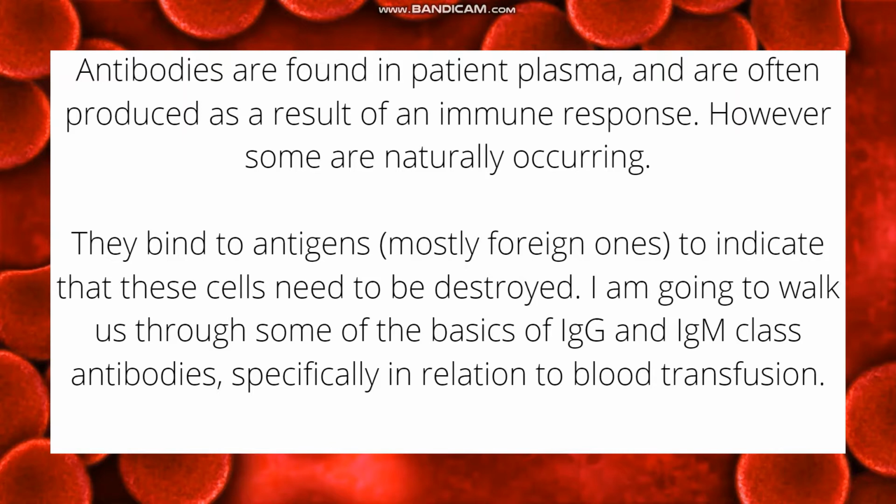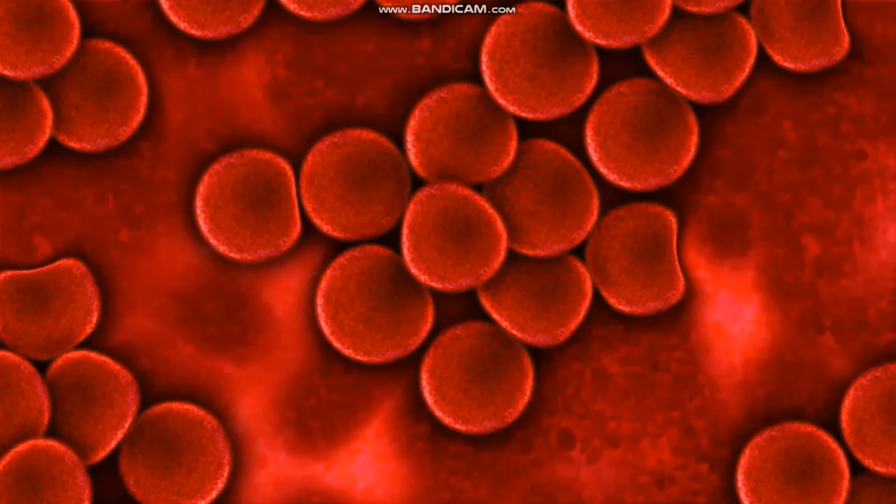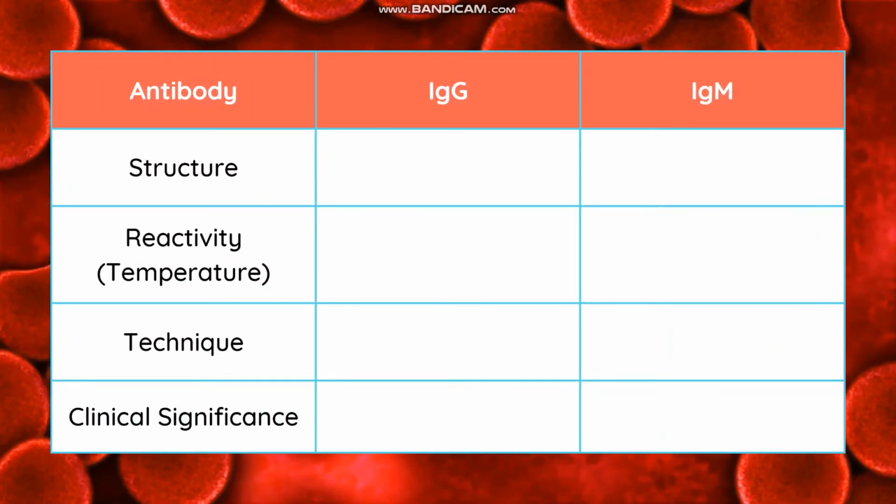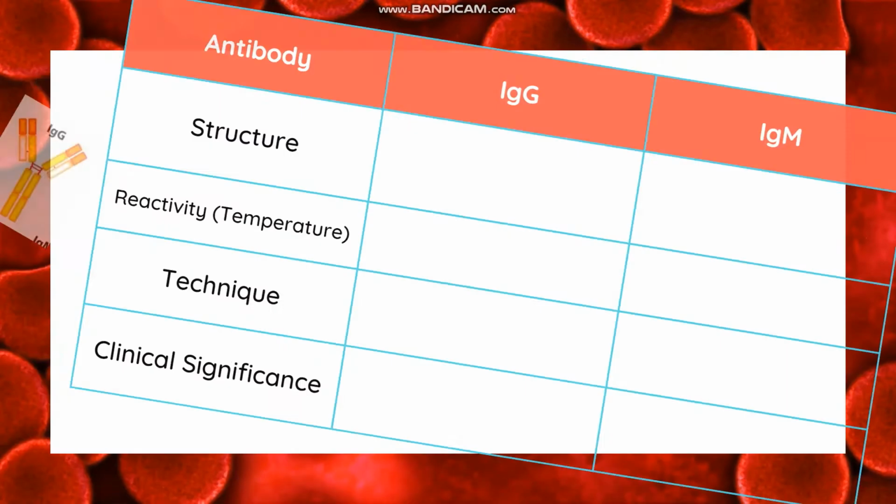So we're going to walk through some of the basics of IgG and IgM class antibodies, specifically in relation to blood transfusion. I'm going to do that using this table. What we're going to do is compare and contrast each of these to do with IgG and IgM. As I said, those are the main antibodies that we're looking at in blood transfusion, so those are the ones I'm going to look at in the most detail. So we're going to start off with the structure.